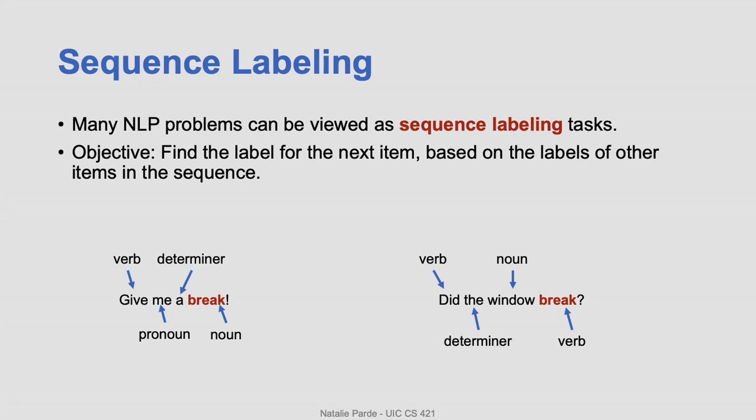So to decide which part of speech label should be assigned to a word in the context of its current sentence, it can be very useful to see what part of speech labels have been assigned to the other words around it. In the case on this slide, seeing a determiner, which is a word like a or the, right before the word break, provides a really strong clue that it's being used as a noun rather than as a verb. On the other hand, seeing a noun right before the word suggests that the word break might be being used as a verb instead.